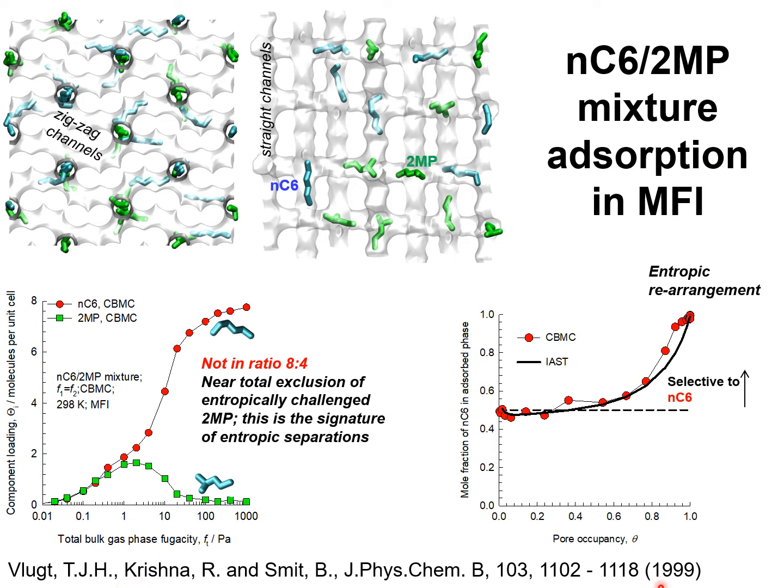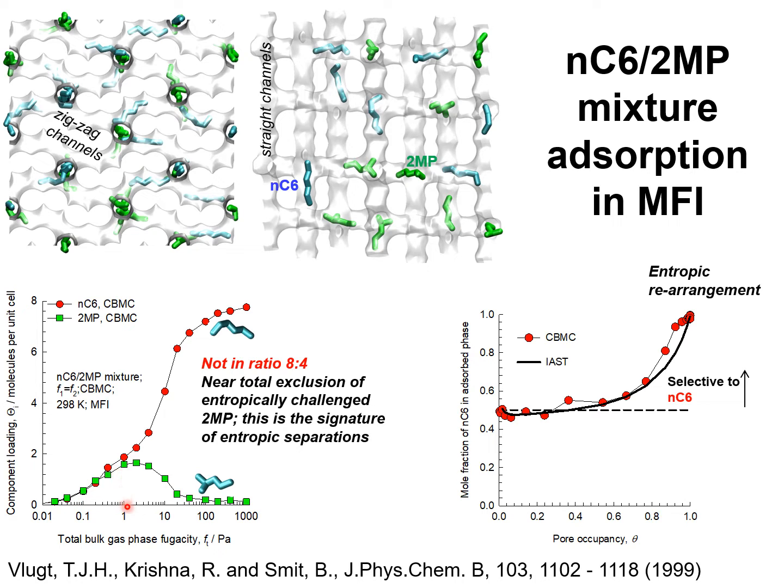In a paper published in 1999, we had published data obtained from configurational bias Monte Carlo simulations for mixture adsorption of normal hexane and 2-methylpentane in MFI zeolite. The data are presented here. The component loadings are plotted against the total bulk gas phase fugacity in pascals. We note that when the total fugacity in the gas phase is less than about 1 pascal, the component loadings of both isomers are practically equal to one another.